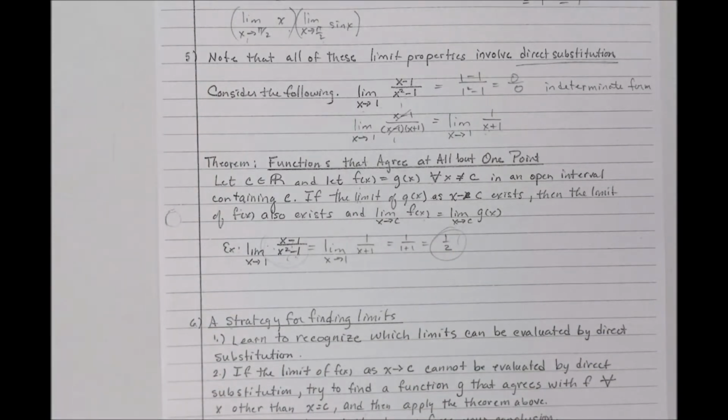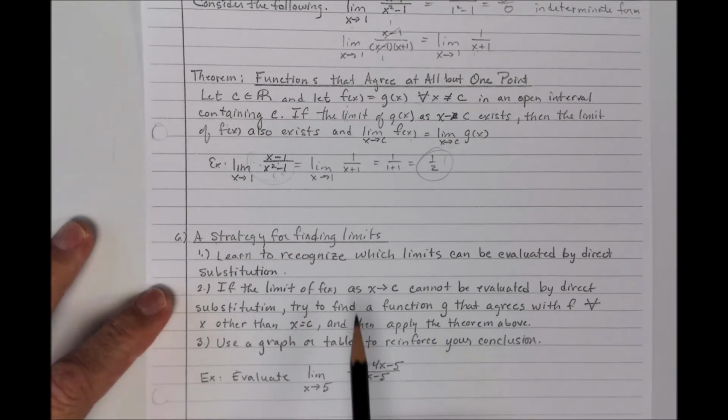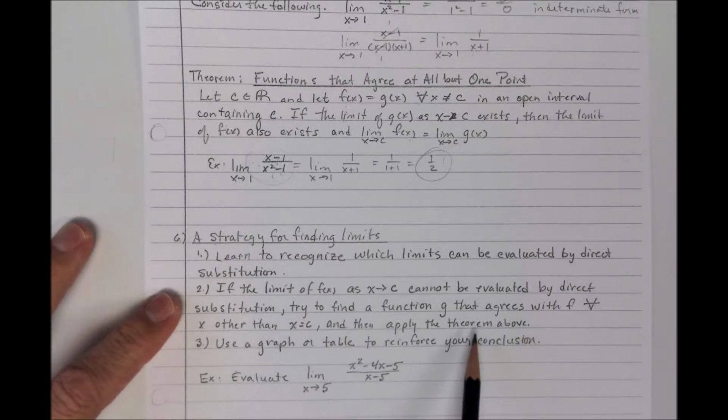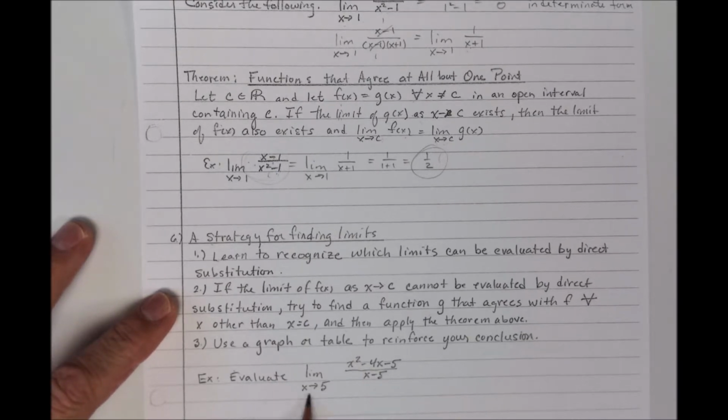Now, when you're doing limits, you need to have some kind of a game plan or a strategy. You want to be able to figure out which limits you can just plug in and use direct substitution. You also want to know that if it can't be evaluated by using direct substitution, then maybe you could do what we did here and find a function that's similar to it, that agrees at all values except for that value x equals c, and then we use this theorem. Or if worse comes to worse, we use a graph or a table to make sure that we get our answer right.